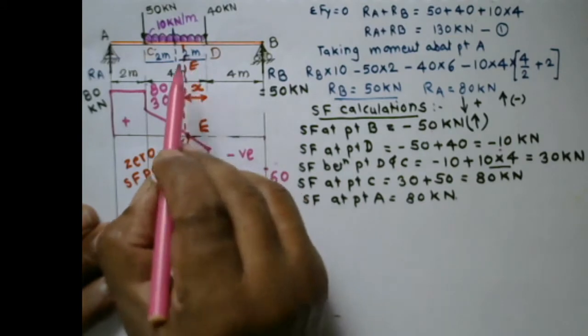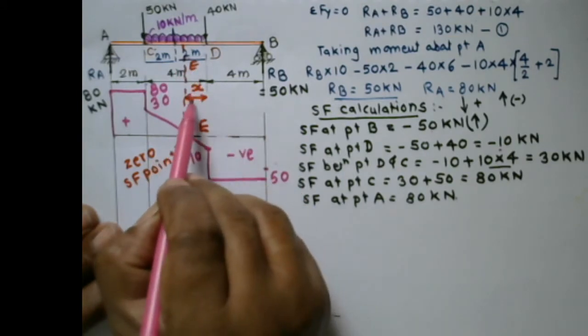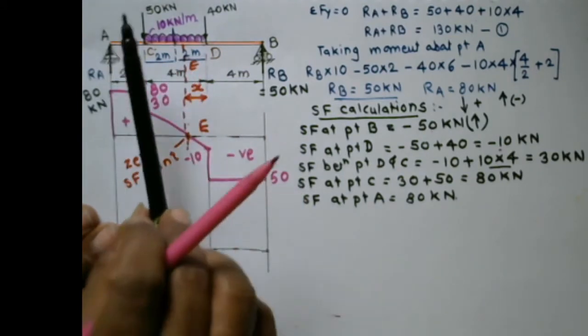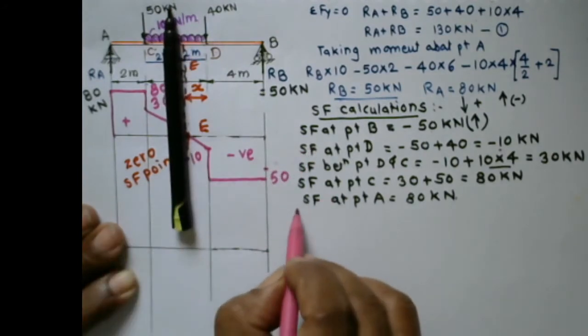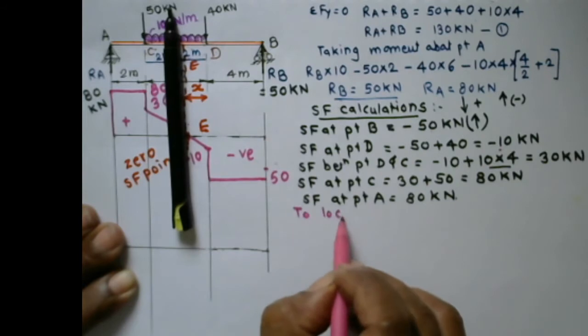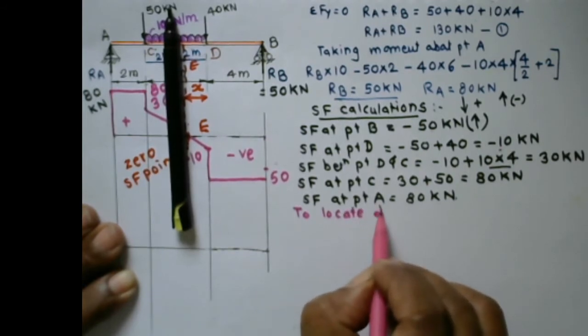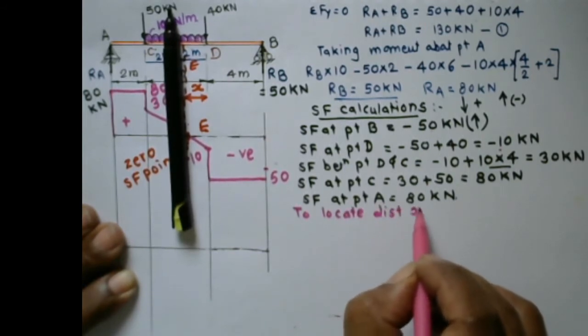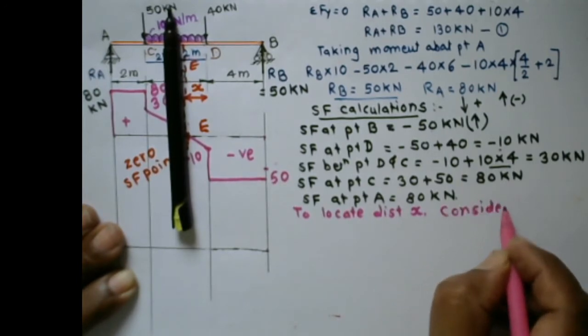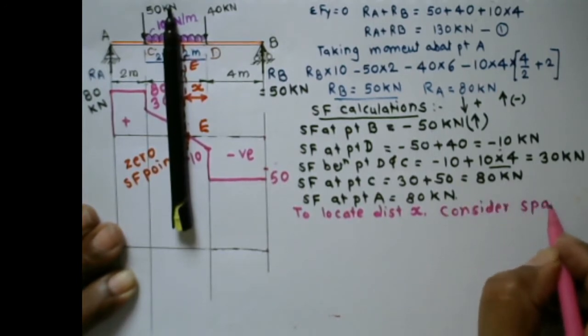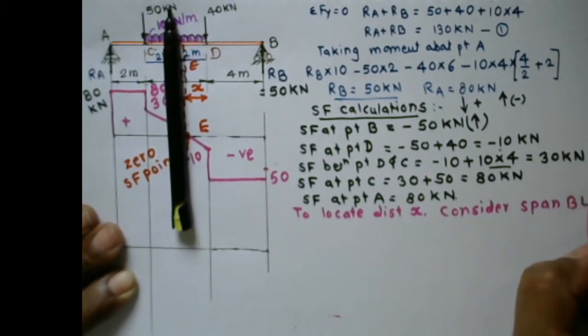Now, on that side, to calculate the distance x we have to consider only the span BE. Or you may say, to locate distance x, consider the span BE only, and apply here summation Fy is equal to 0.